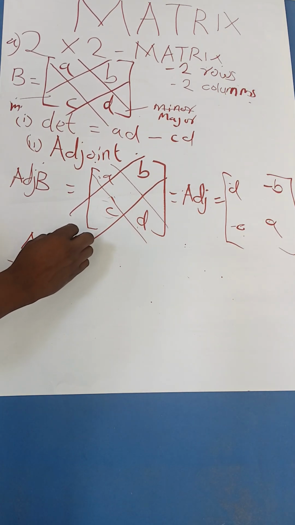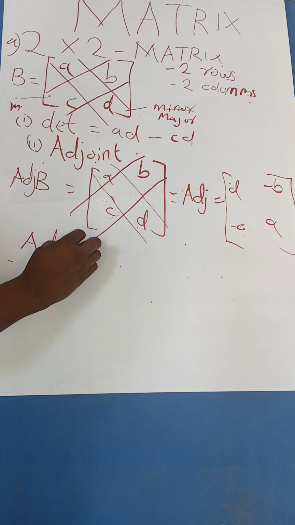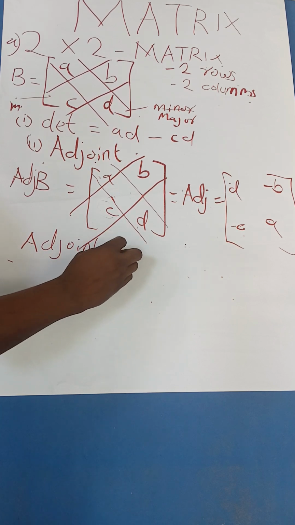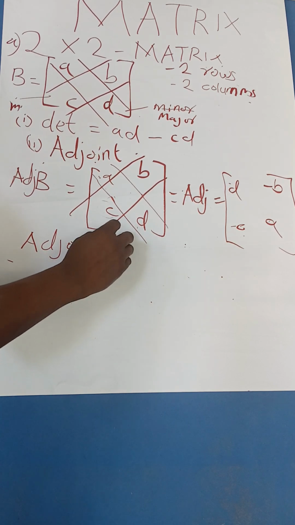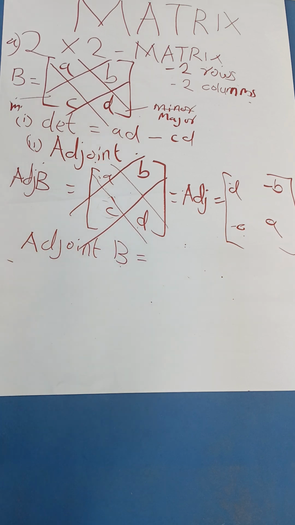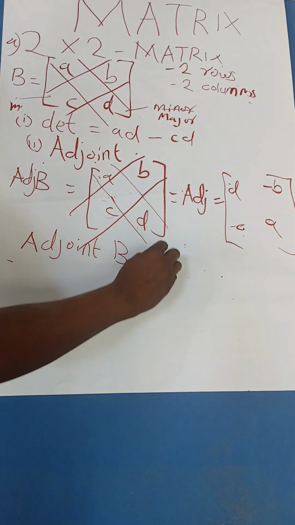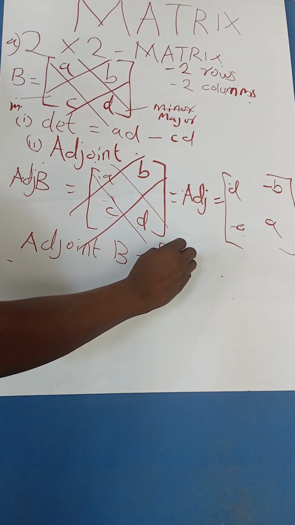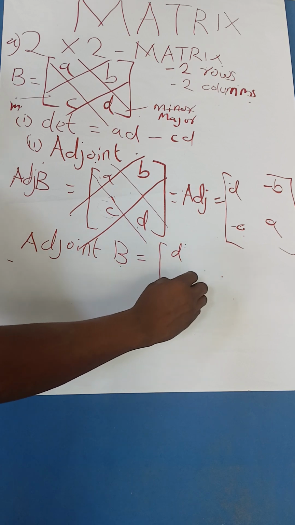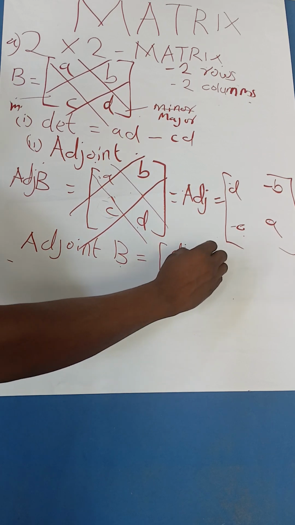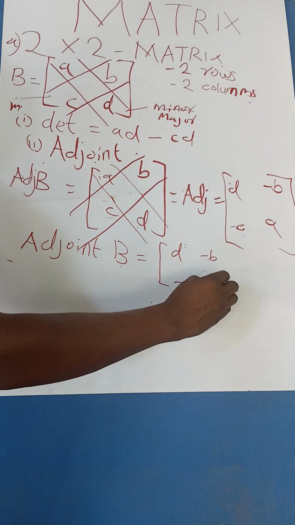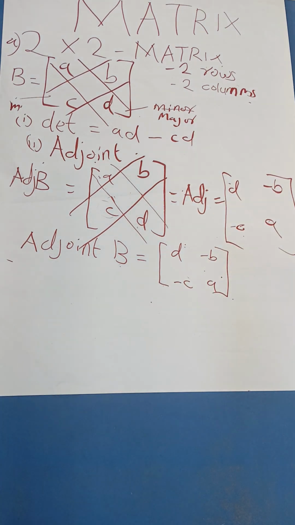Adjoint of matrix B equals D, negative C, negative B, A. Good. So you see, that is now the adjoint.